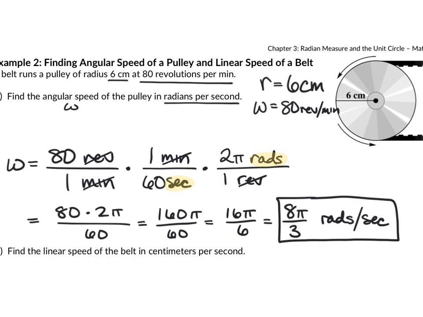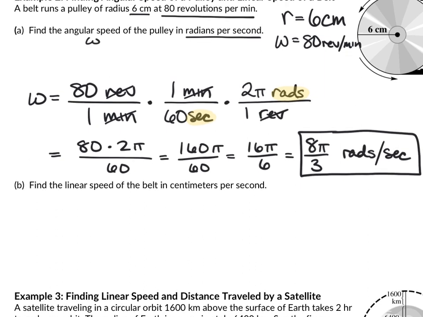Cool. Okay, part B goes on to ask you to find the linear speed of the belt in centimeters per second. So I'm glad we changed to per second, which is why we had to do this, because we want per second, not per minute. If we're looking for linear speed, I was given r and I was given an omega. Is there a formula that relates linear speed to radius and angular velocity? Okay, so this formula should be linear speed equal to r times omega.